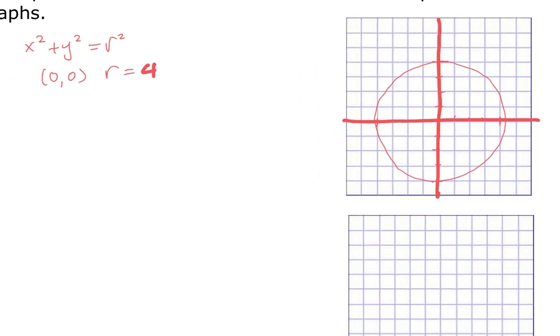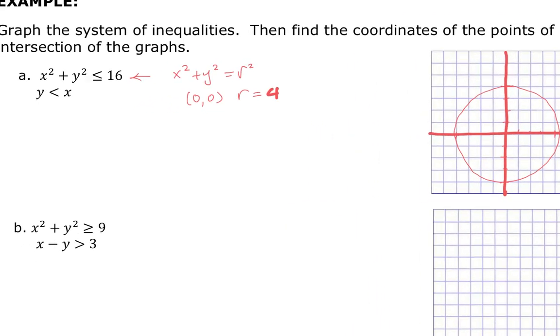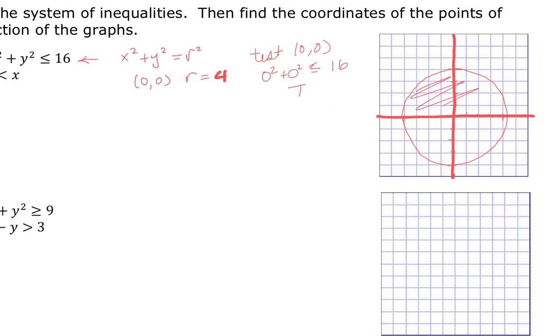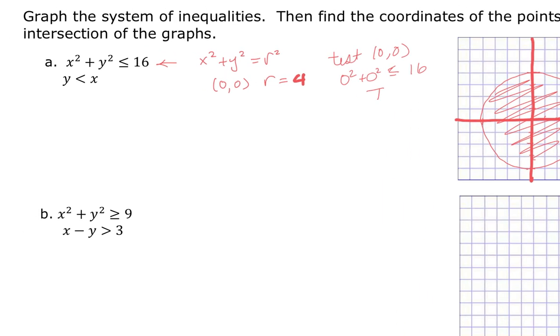Now, what I do is choose a test point inside and outside of the circle. I'm going to use 0, 0. So 0 squared plus 0 squared, is that less than or equal to 16? If the answer is true, I'm going to shade inside that circle. If the answer is false, I shade on the other side of that circle, in other words, outside the circle. It's true, so I shade toward it.